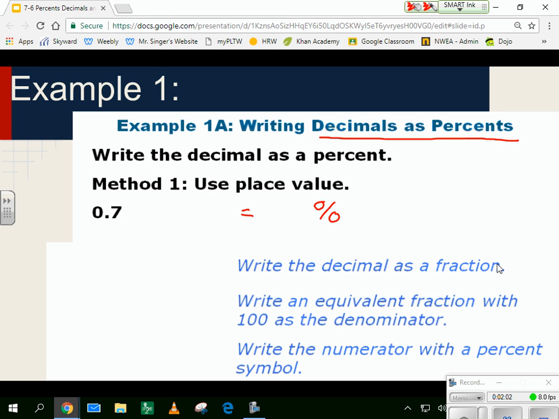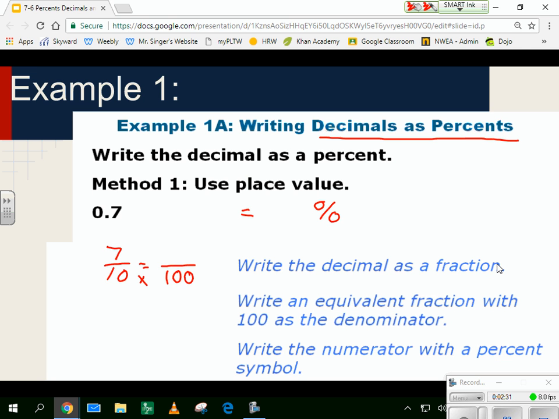There are two different methods to doing this. The first one is just using place value. So what you can do is write the decimal as a fraction. I know that this is 7/10, so I could write it as 7/10. From here, I could write an equivalent fraction with 100 as the denominator. I have to try to get from 10 to 100.